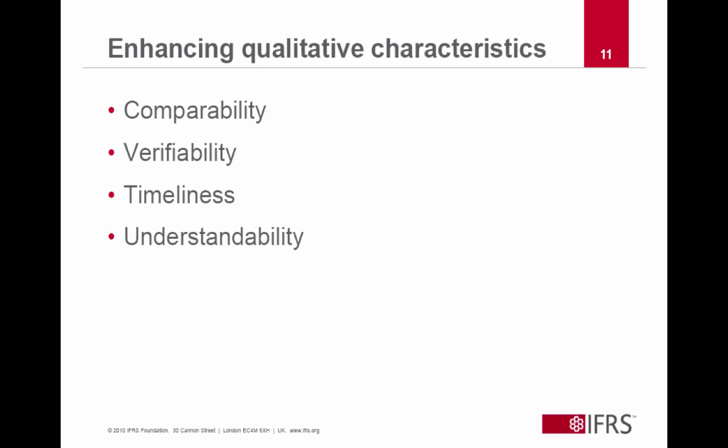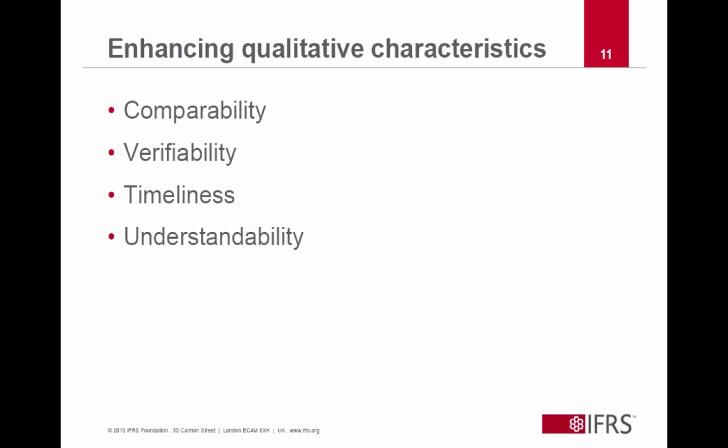Verifiability is another enhancing qualitative characteristic. Verifiability talks about how different people would look at the same set of facts and circumstances and arrive at the same answer. Not perfectly, perhaps, not complete agreement, but there would be consensus, for example, around a measurement. Again, verifiability is very desirable, but just because something is verifiable doesn't make it relevant. It doesn't make it a faithful representation. It could be verifiable that the sun rises in the east, but that doesn't make that information relevant to a financial statement user.